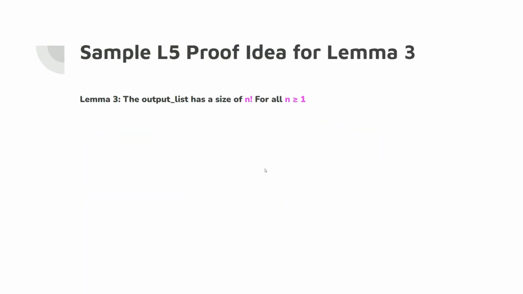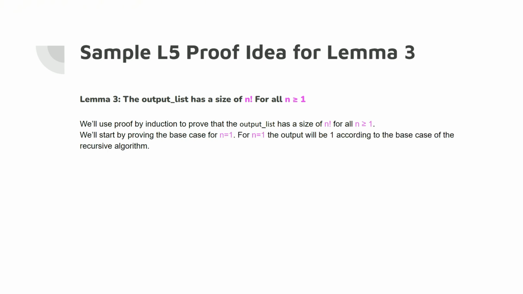Moving forward to lemma 3. Here's a sample L5 proof idea for lemma 3. We'll use proof by induction to prove that the output list has a size of n factorial for all n greater than or equal to 1. Starting off by proving the base case for n equals 1, the output will be 1 according to the base case of the algorithm.